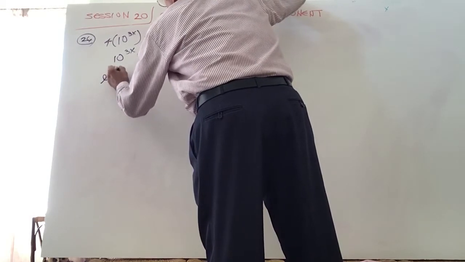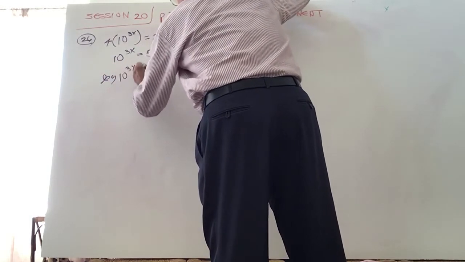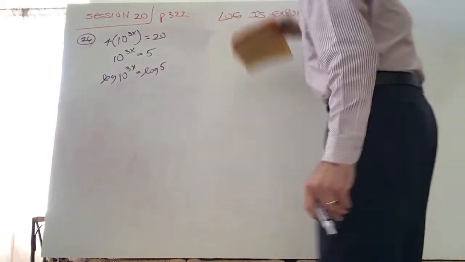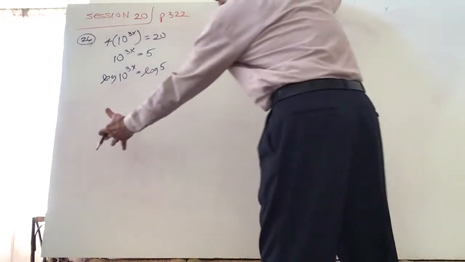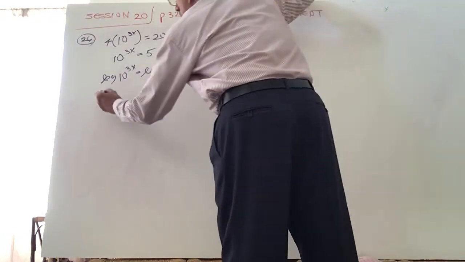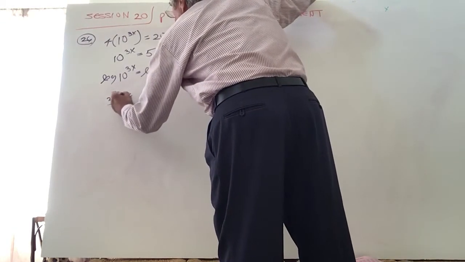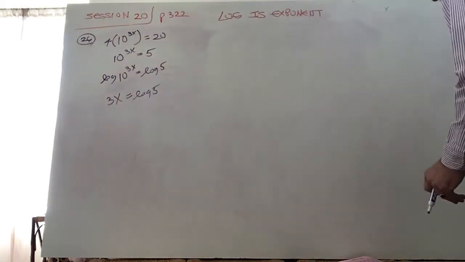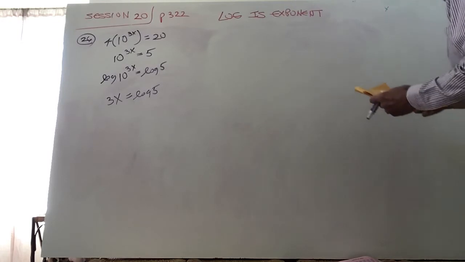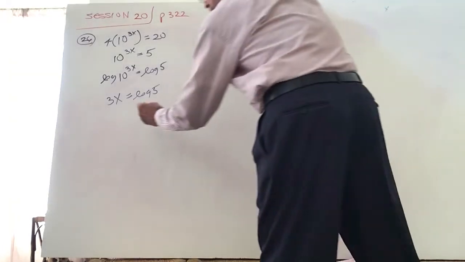Log 10 to the 3x equals log of 5. You should recognize the fact that the 3x will come forward, and log of 10, I just erased back here a minute ago, should be 1. So this is just 3x over here is equal to log of 5. And what we'll do is to proceed to find the log of 5 from our log tables. I find the log of 5 as 0.6990.